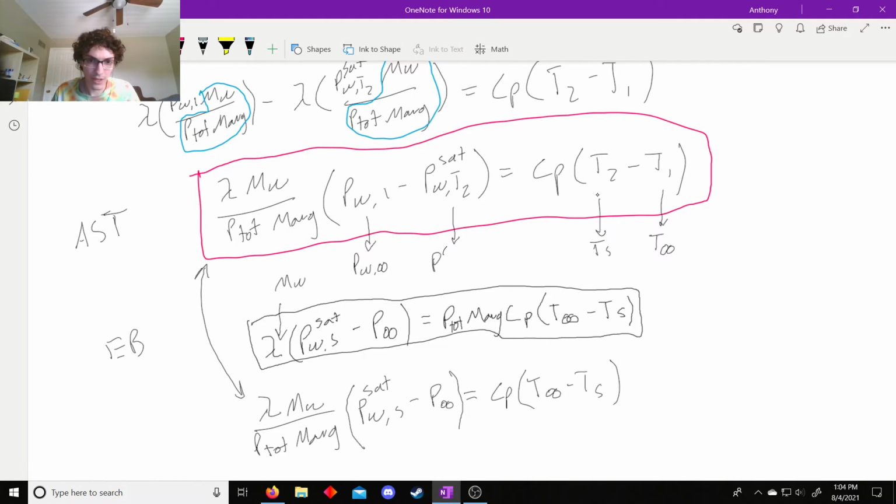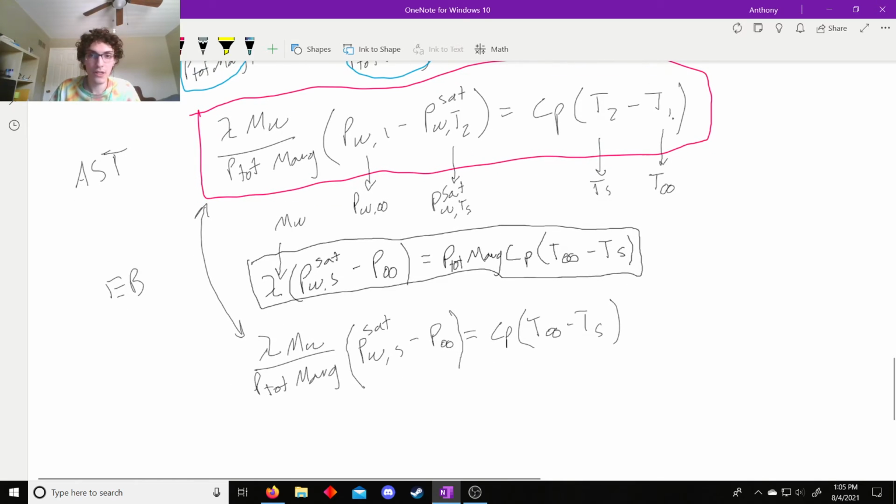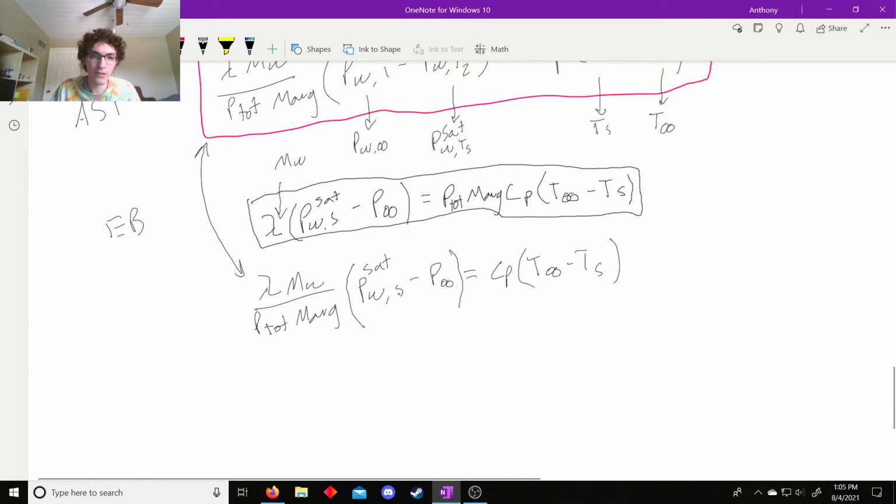So then same thing here. This is going to be the saturation pressure of water at, rather than T2, that's the temperature of the surface. So now that we've changed these from 1 and 2 to environment and surface, we can see that these are flipped here, but they're also flipped here. So these are actually the same, and we can actually rewrite these as well.